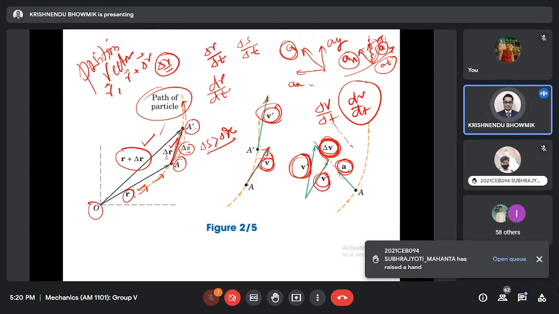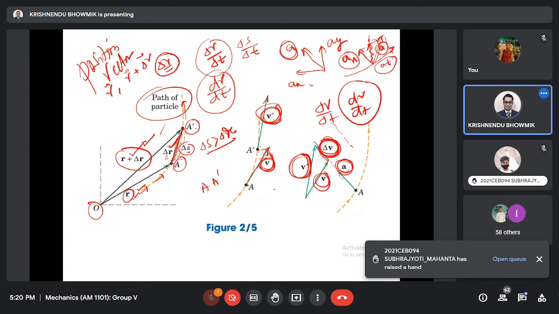So it was easy. R plus delta R, delta R by delta t, or dr dt, is the instantaneous velocity v prime at A and A prime. A and A prime are very close.